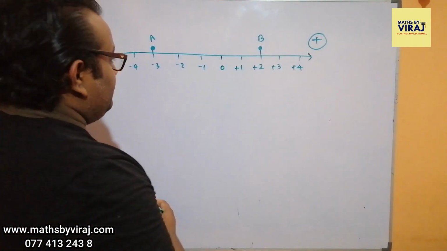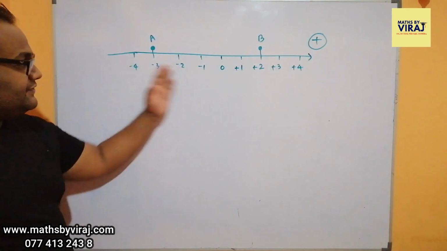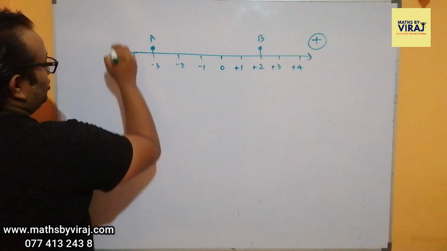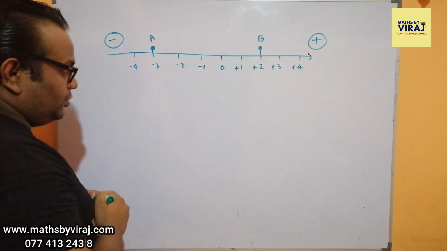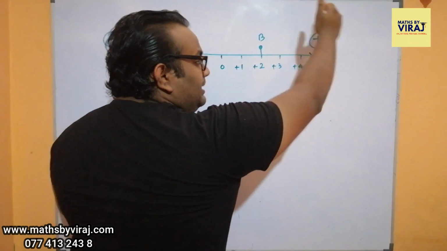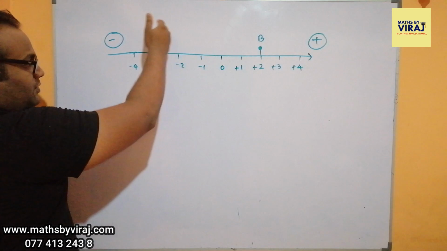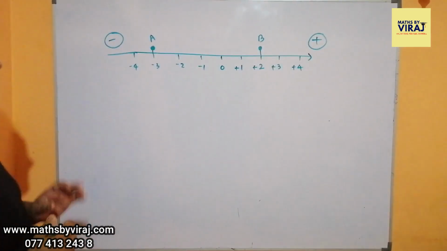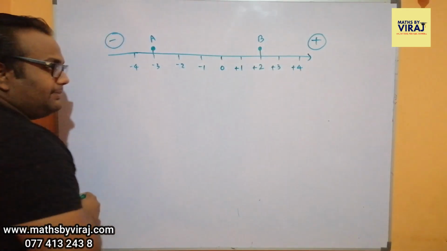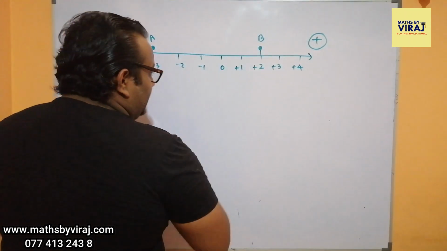It goes on. When you look at the board, the left side numbers from 0 are said to be minus numbers or negative numbers. So 0, plus 1, plus 2, plus 3, plus 4. On the other hand, minus 1, minus 2, minus 3, minus 4. Right. Now I have marked 2 points on the number line.